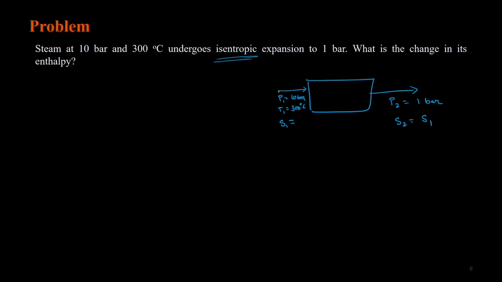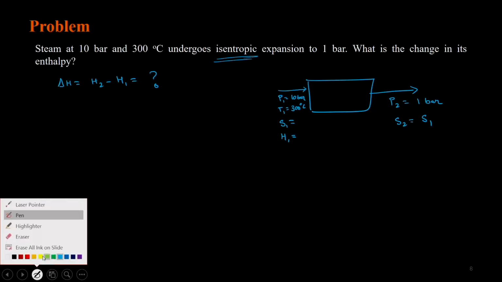I know P1 and T1, I know P2. Now we want to find out what the change in enthalpy is, or delta H for this process, which is H2 minus H1. We want to find this quantity. Let's see how we can do it using the steam tables. This is steam, right? So because I know two conditions, P1 and T1, I can go back to the steam table and look at the values for entropy and enthalpy at these conditions.